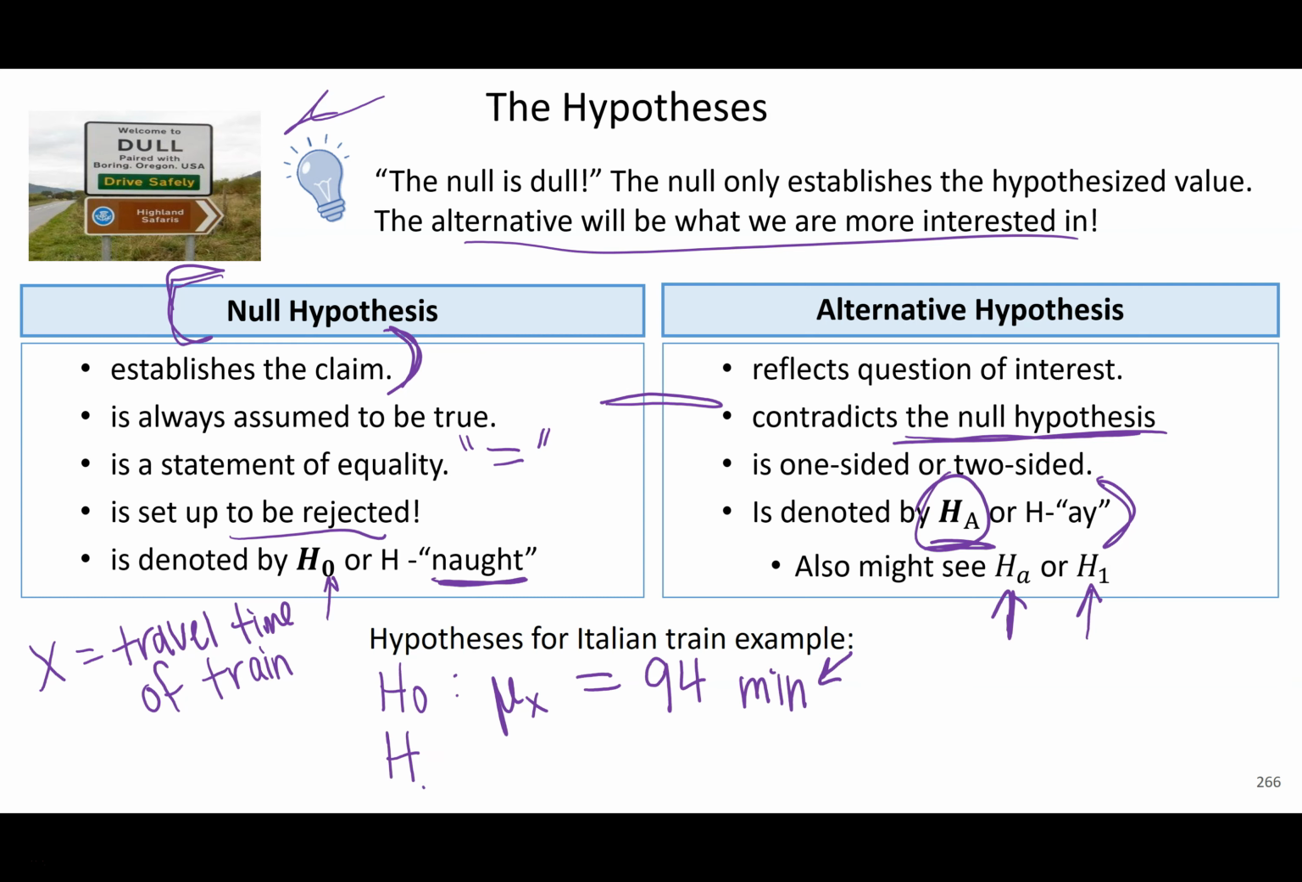If there are units, you should include them. My alternative, I am going to set it up very, very similarly. The only thing that's going to change is the sign. And the sign is going to reflect what we suspect. So it comes down to the commuter believes that it actually takes longer. So we think that the average is higher than 94 minutes. So these would be my hypotheses for the train example.